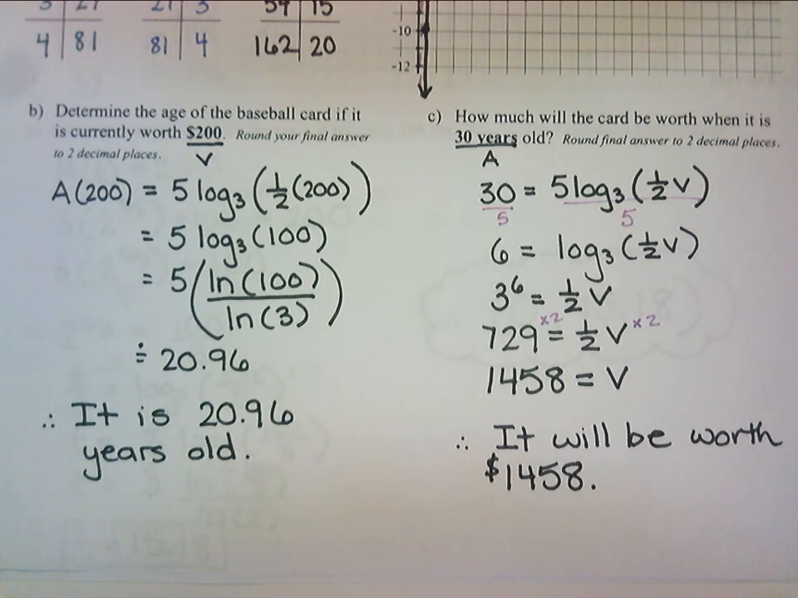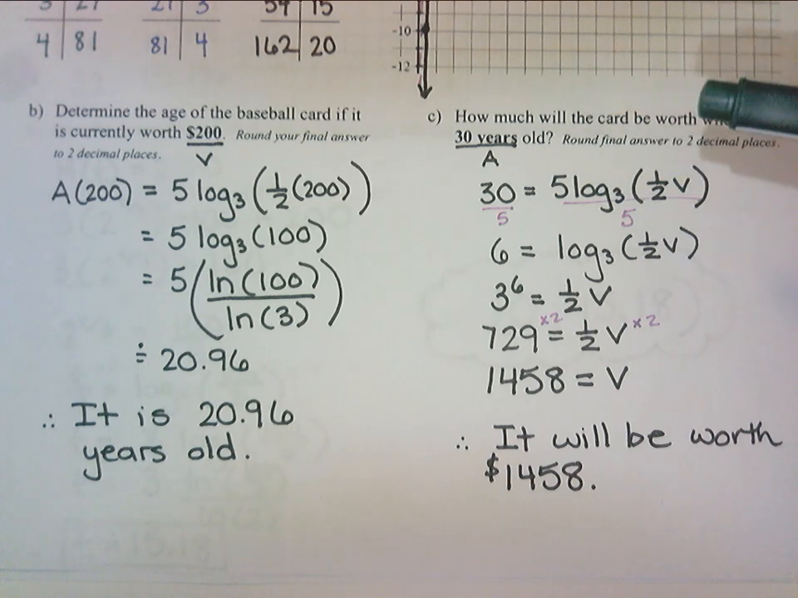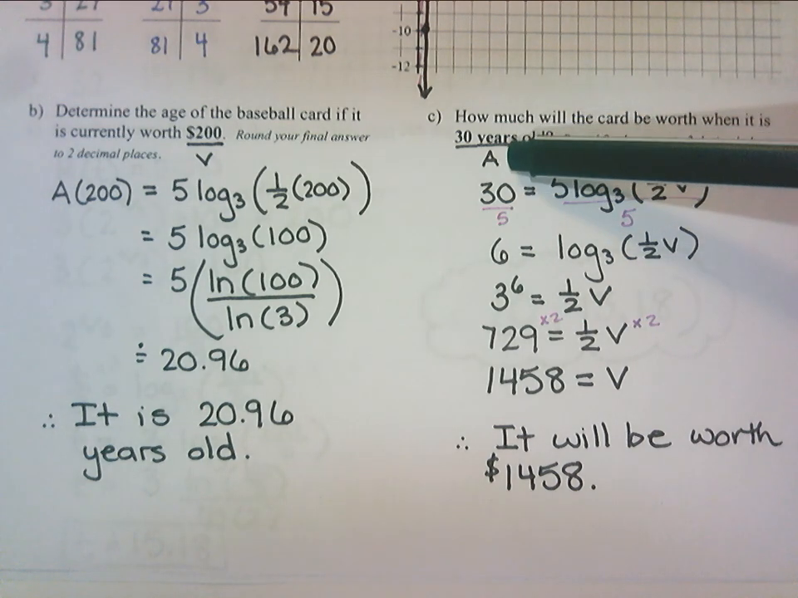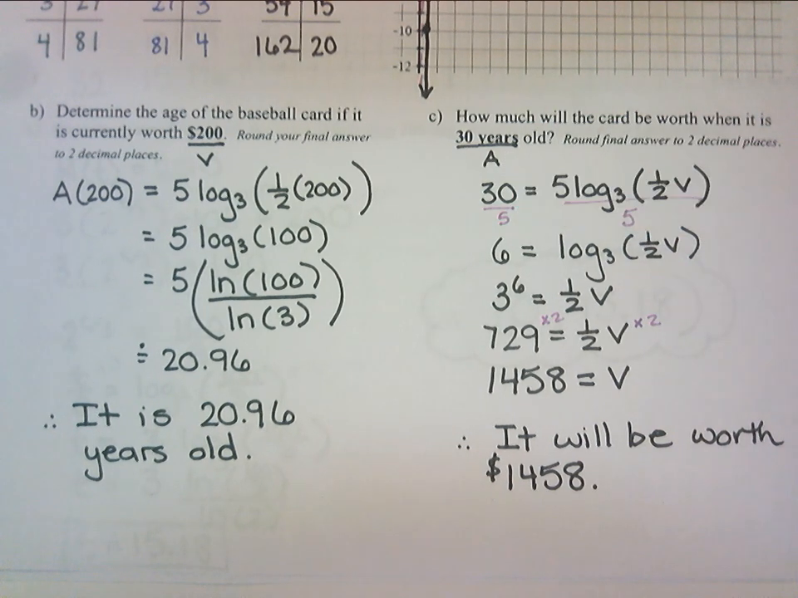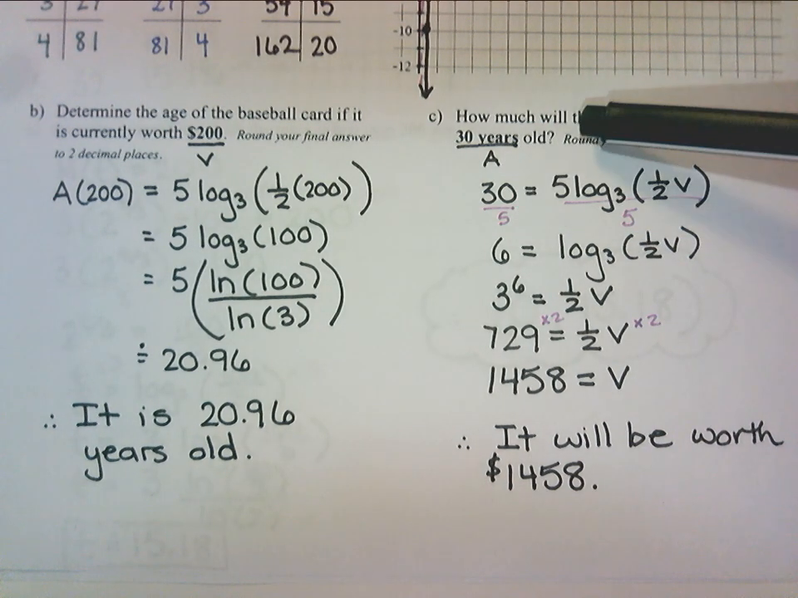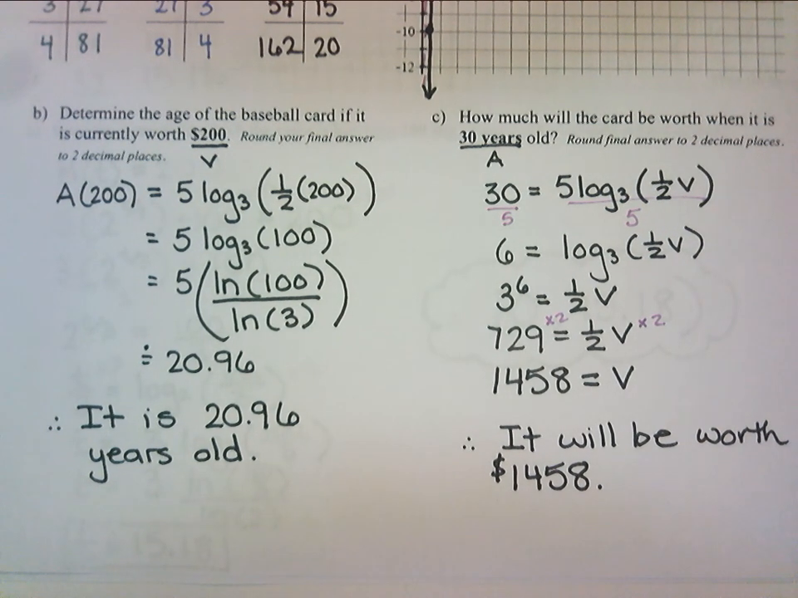Like I said, feel free to freeze it if you need to at any point. Okay, so then it says, how much will the card be worth when it is 30 years old? So as I said, A is age and V is value. So 30 years old, that would be my age. So in the formula this time, I put the 30 in for A of V, and then it equals 5 log base 3 of 1/2 V. And we need to solve for V.